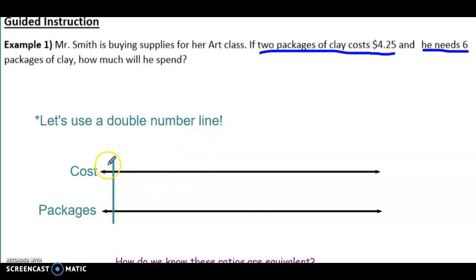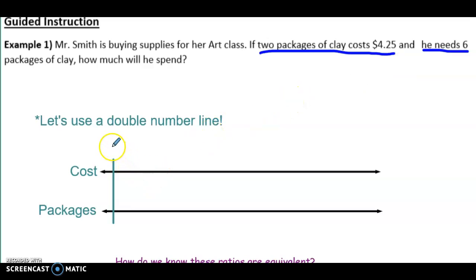So I want you to draw a double number line and we're going to label it before we do anything else. What we're going to label is cost and packages, because that's what we're dealing with. We're dealing with the number of packages and we're dealing with cost. So go ahead and get all of that set up in your notes and then unpause this and do this with me.